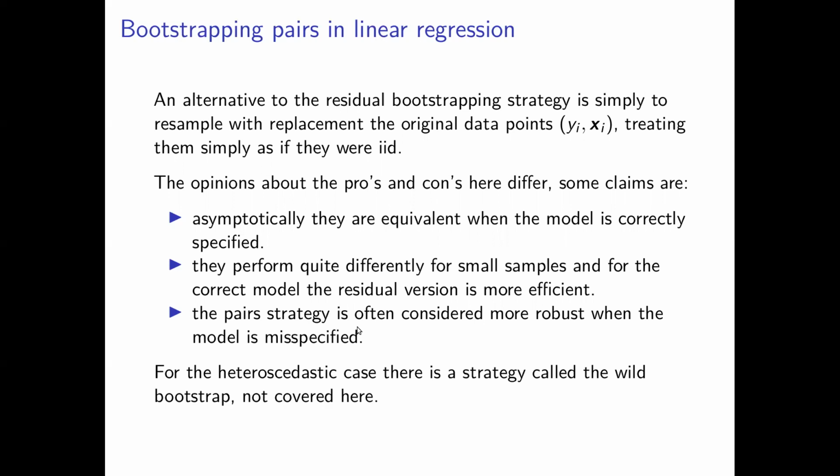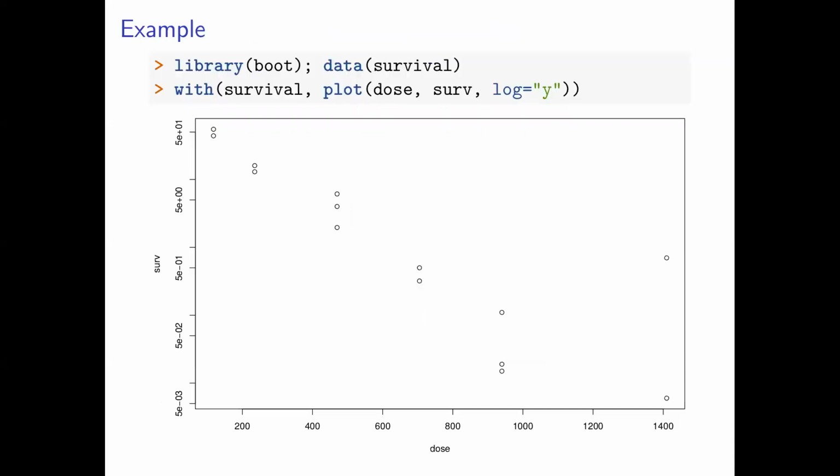With a large sample, however, we're not so sure if the model is actually the correct one. The pair strategy becomes more robust and will not be bound so much by the value of the original model estimates. If we had heteroscedastic data, there's also an alternative which is trying to get this heteroscedasticity under control, which is called wild bootstrap, but we will not discuss its details here.